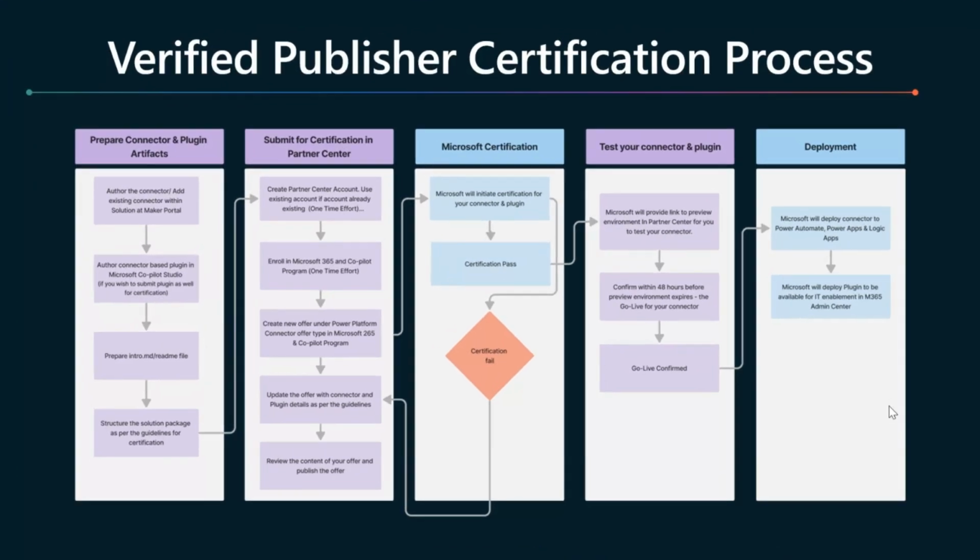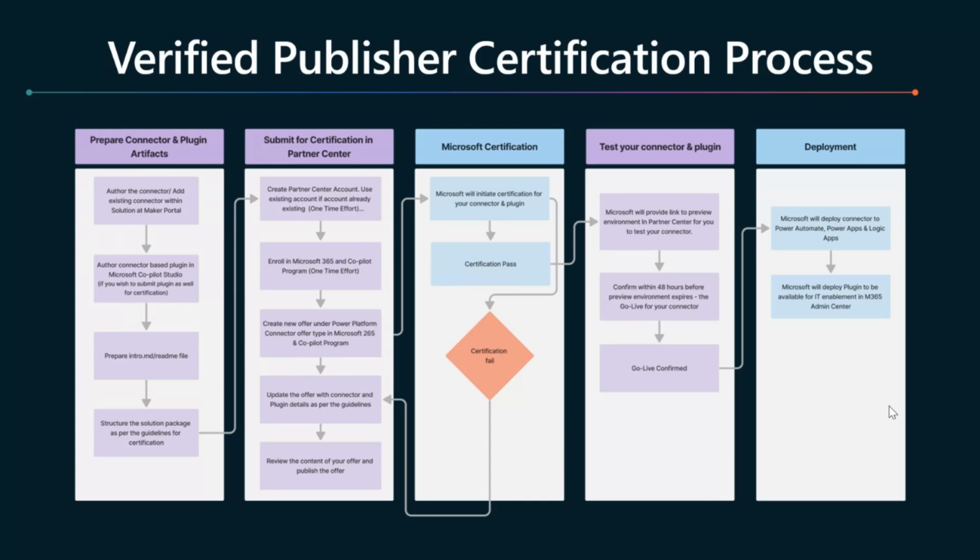So this is going to be a one-time effort, and they'll enroll in the Microsoft 365 and Copilot program within Partner Center, which is also a one-time effort. Now, within the Microsoft 365 Copilot program, they can create a new offer under the Power Platform Connector offer type, and they can update the offer with connector and plugin details as per the guidelines. They can review the content of their offer and they can publish the offer.